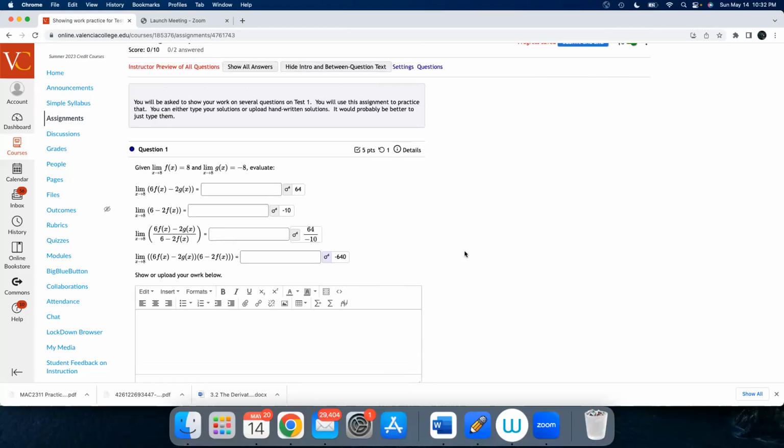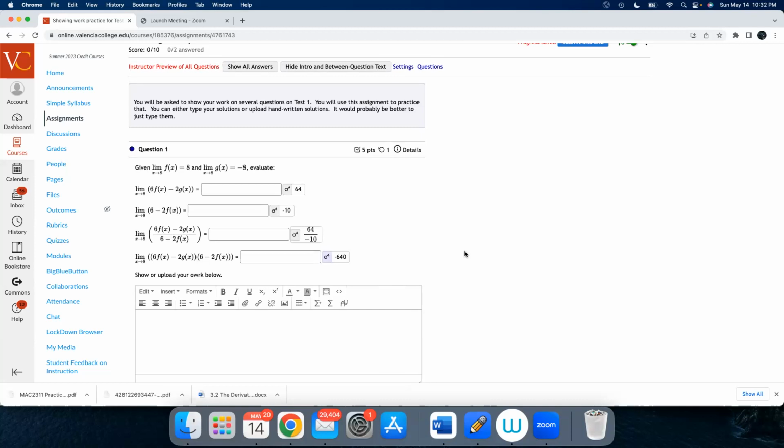Okay, let's talk about this question. You're going to have problems like this on your tests and on your midterm where you have to show some work. And on the midterm, you're going to have to type it. That I put in the directions here, you can upload handwritten solutions. It's not going to be like that on the test. Definitely not going to be like that on the midterm and the final. You're going to have to type in your solutions.